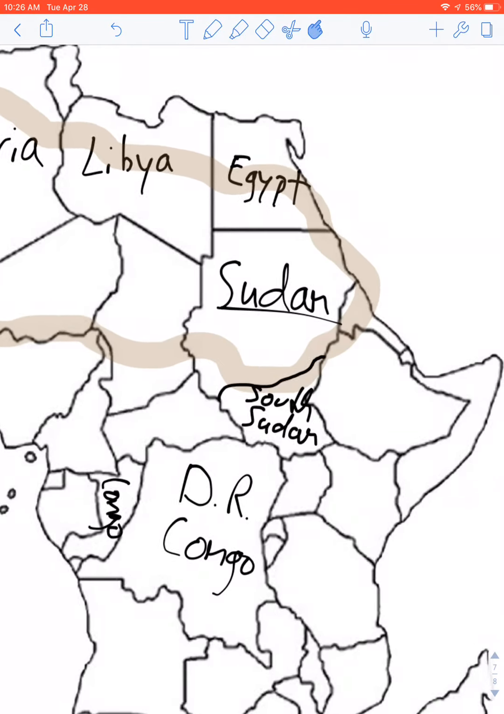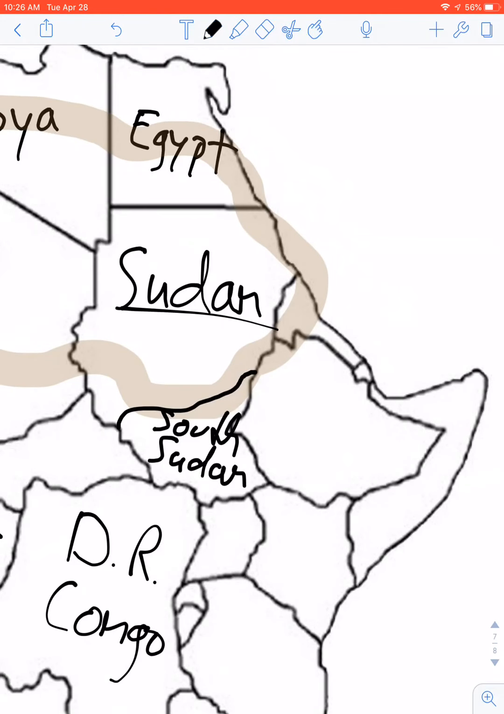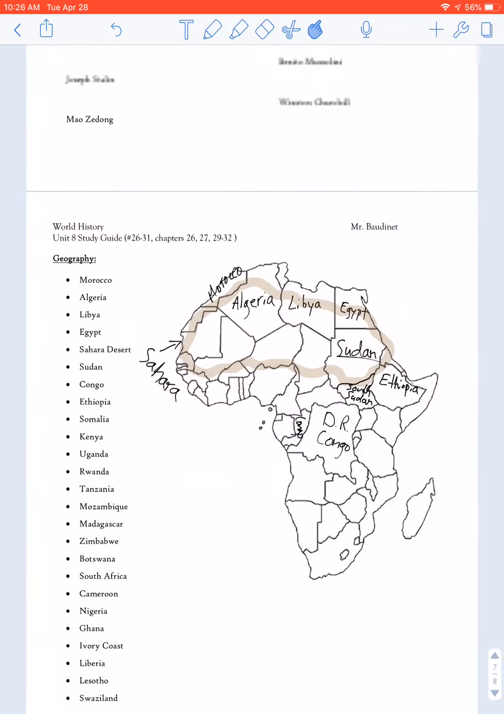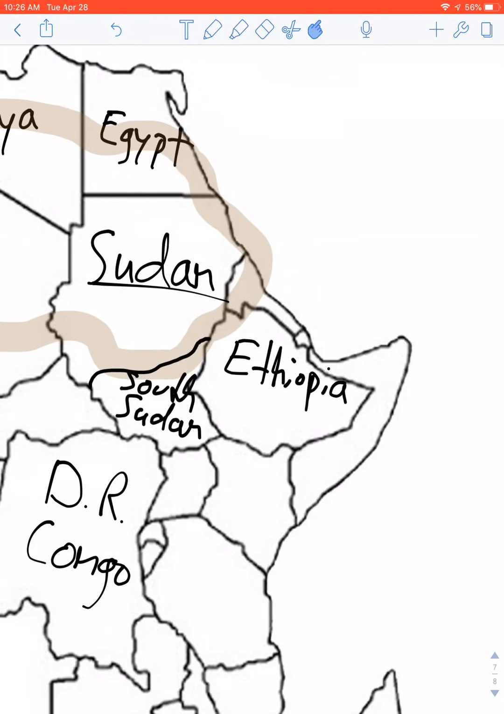Then we go here for Ethiopia. Ethiopia, their capital is really cool. Their capital is called Addis Ababa. It's a really cool capital. I've always enjoyed saying that. Addis Ababa. Got Ethiopia. Then we have Somalia.